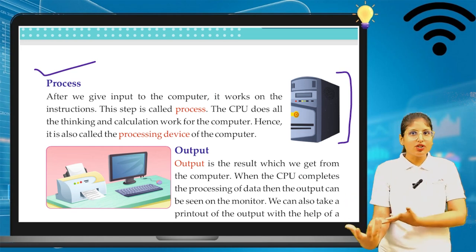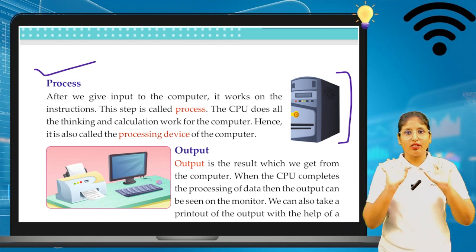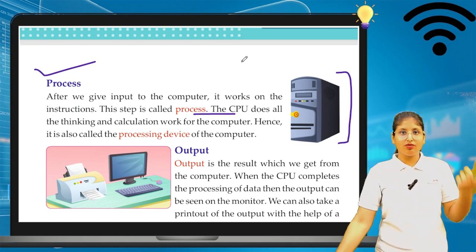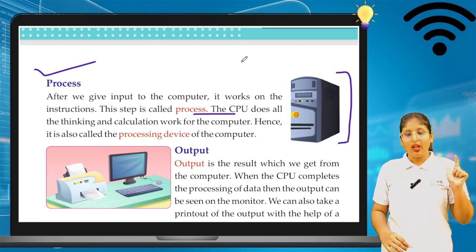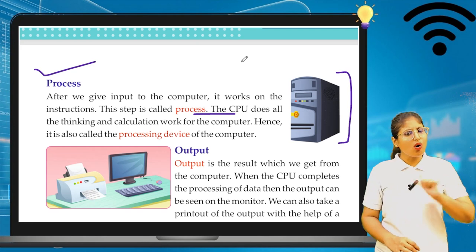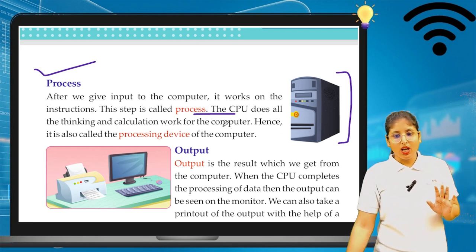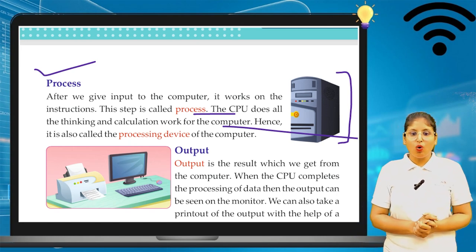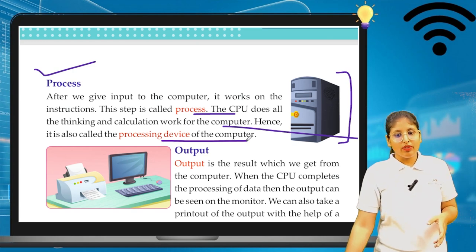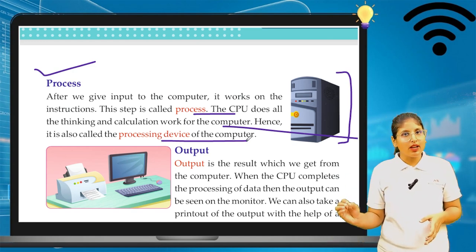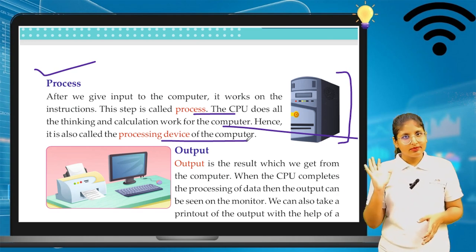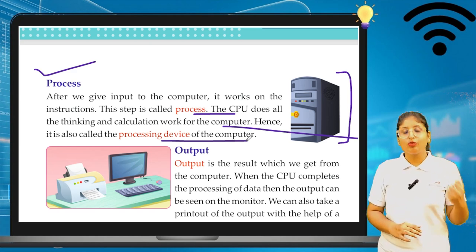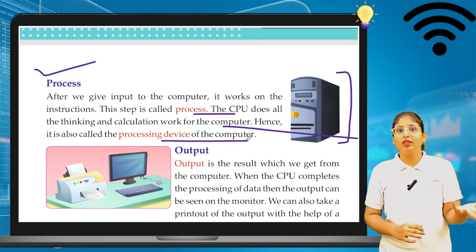Whatever instruction you give to the computer, it works on your instruction. This step is known as process. The computer is processing the instruction that you are giving it. The CPU does all the thinking and calculation work of the computer, so it is also called the processing device of the computer. The processing device of a computer is known as the CPU. So the CPU is working to process information, data, and instructions.